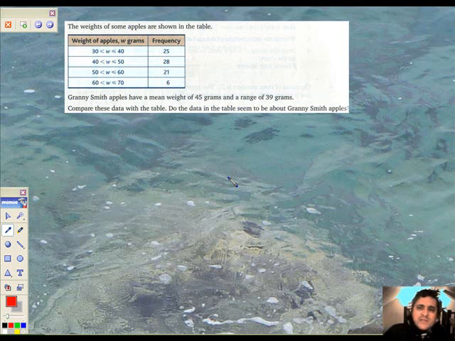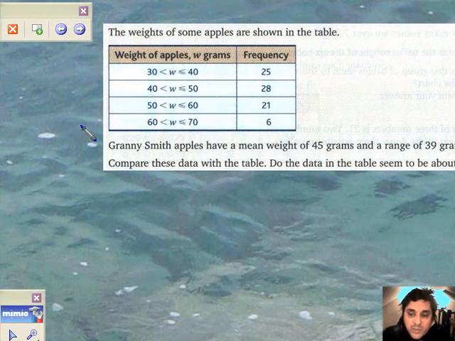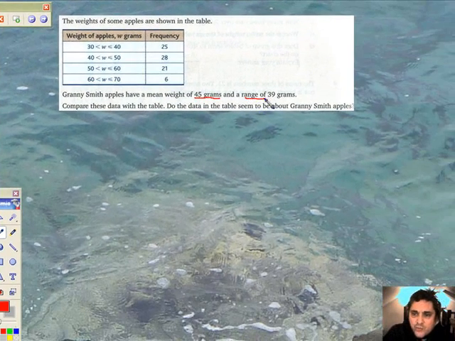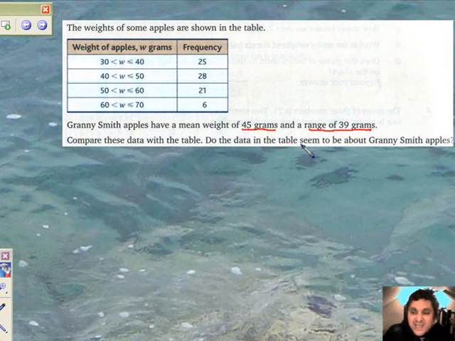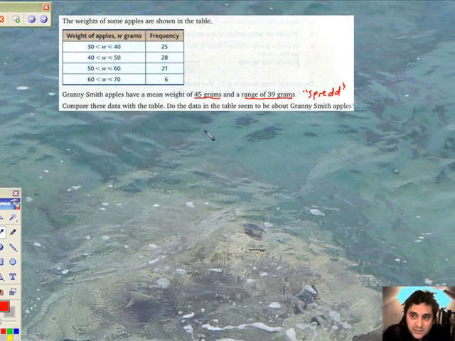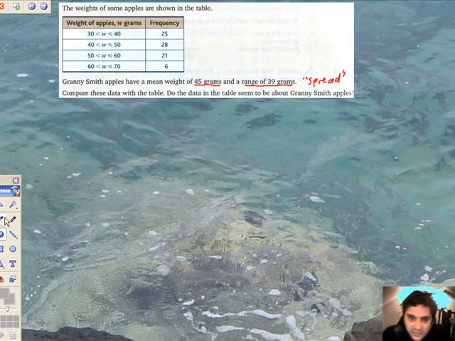So the weights of some apples are shown in the table. Some apples. I've not been told which kind of apple, but that will be relevant later. Granny Smith's apples have a mean weight of 45 grams. So there's your Granny Smith's apples, 45 gram mean weight, and the range of weights for Granny Smith's is 39 grams. Imagine that. That's quite a spread. I want you to learn this word, spread.